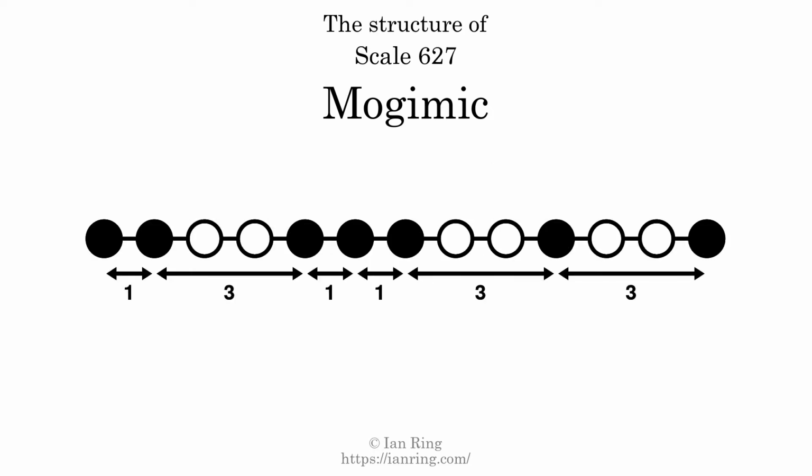The structure of a scale is a description of the interval distance between each successive tone. This scale has a structure of 1-3-1-3-3-1.